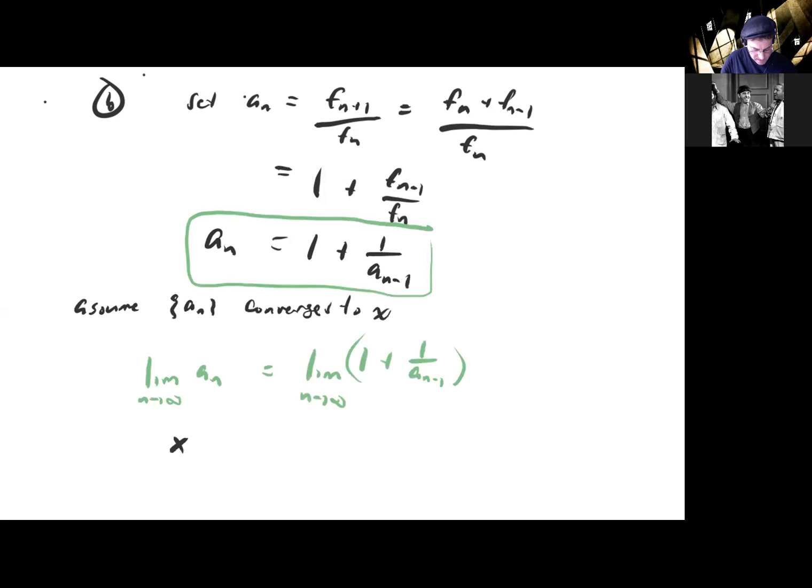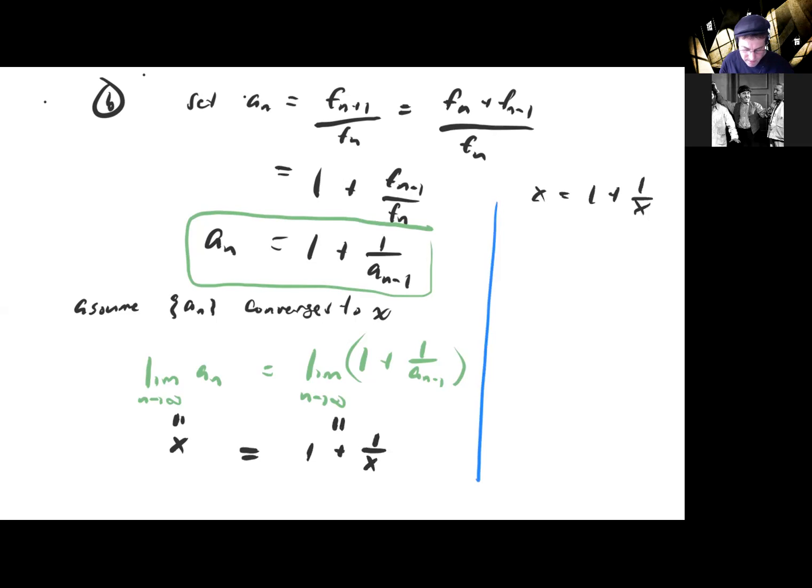By the limit rules you get 1 plus 1 over the limit as n goes to infinity of a sub n minus 1. But that's the same as a sub n going to infinity. So it's 1 plus 1 over x. So what we get is the equation x equals 1 plus 1 over x. Okay, so let me continue on this side. We have x equals 1 plus 1 over x.